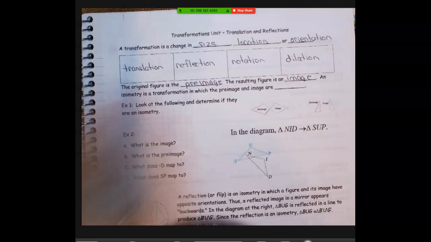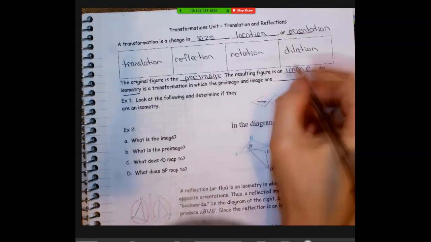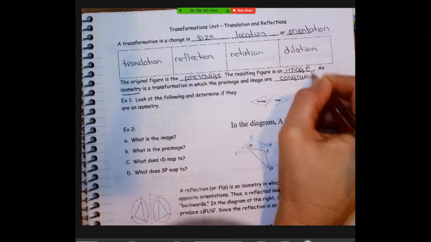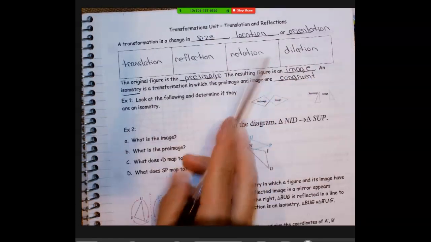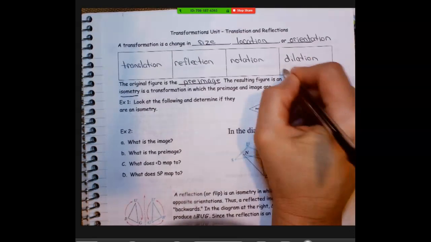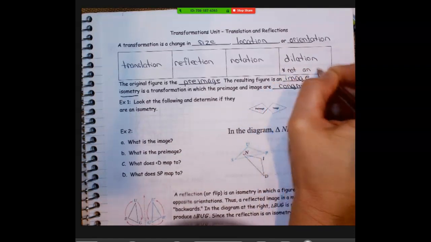And it is called an isometry, a transformation in which the pre-image and the image are congruent. So if you think about all of these four up here, all of them are isometries except for the dilation, because certainly when we stretch or we shrink it, we're not maintaining the exact same size. So this is the only one that is not an isometry.